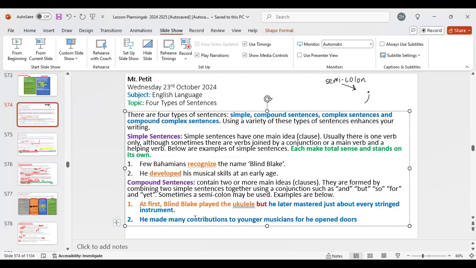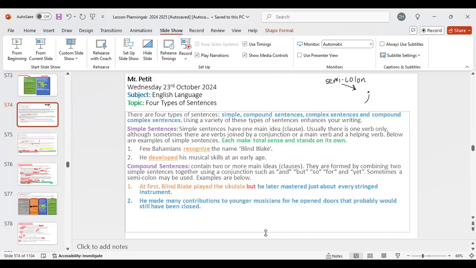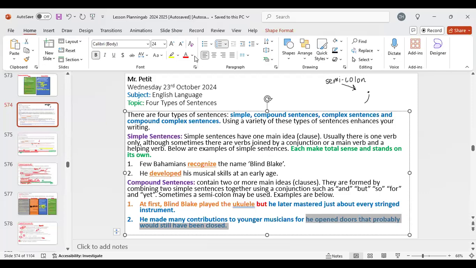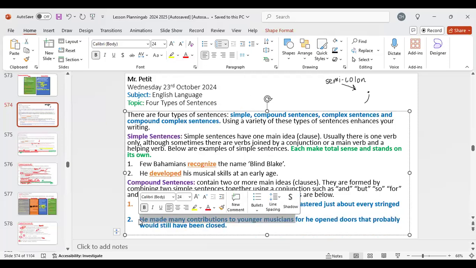He opened doors that probably would have still been closed. As you can see, the sentence is much longer, right? It's still one sentence, but what type of sentence is it? A compound sentence. Not a run-on. How do we know it's a compound sentence?